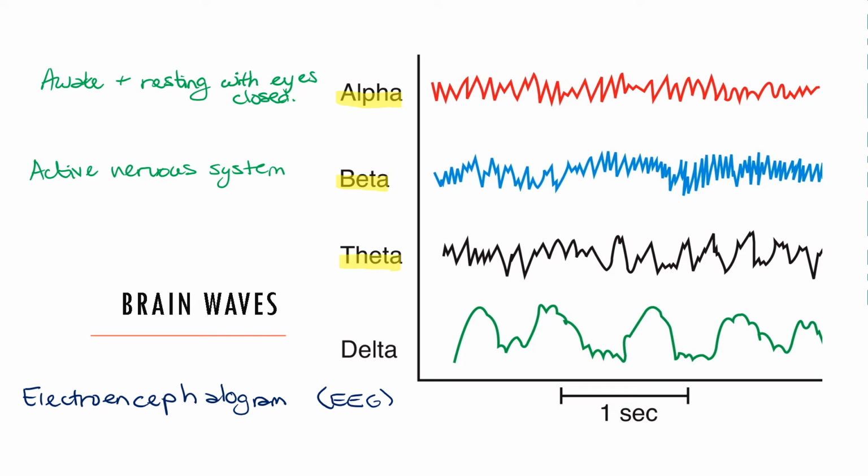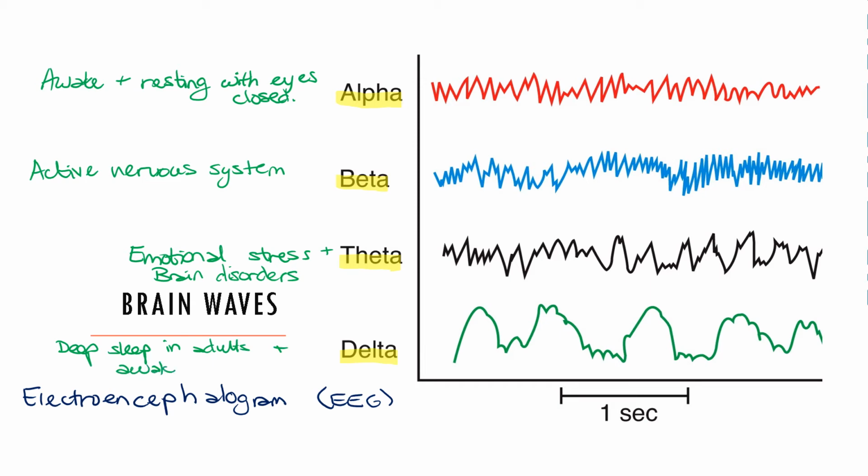Then we have theta waves. These will normally occur in children and adults experiencing emotional stress, and they also do occur in disorders of the brain too. So emotional stress in normal individuals not experiencing any brain disorder, but also these do occur in brain disorders. And then we have delta waves. These occur during deep sleep in adults, but these types of waves are also going to be extremely normal in awake infants. So deep sleep in adults and in awake infants.